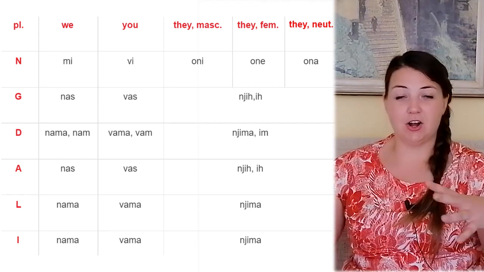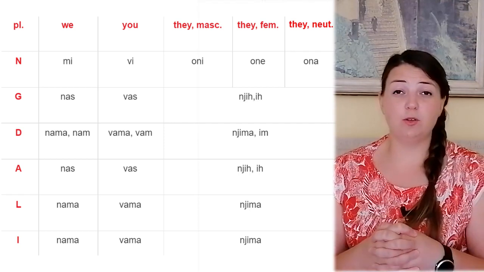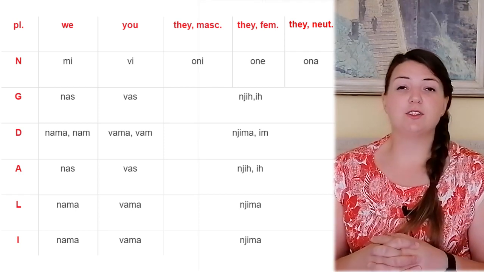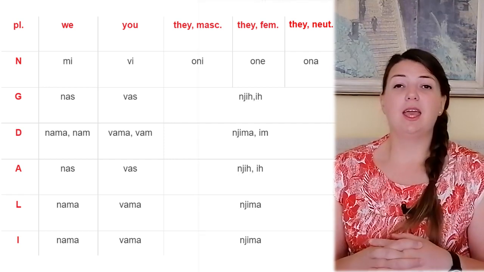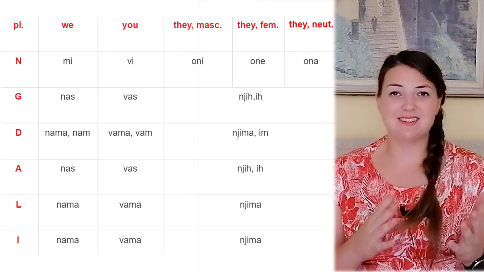All the other cases are actually the same for all three genders. So the genitive accusative would be njih or ih. The accusative locative would be njima, sometimes even im. And the shorter form, and the instrumental is also njima, with them. So please remember, all the rules that you have learned for ja and ti are applied absolutely to every other personal pronoun. So let's practice a little bit, shall we?